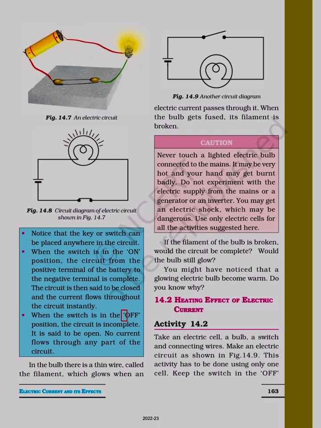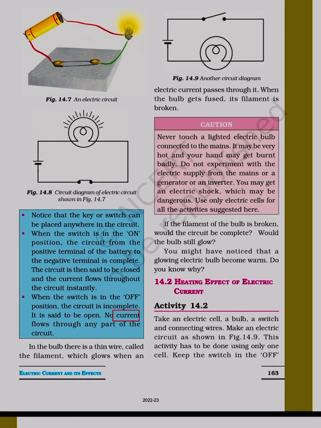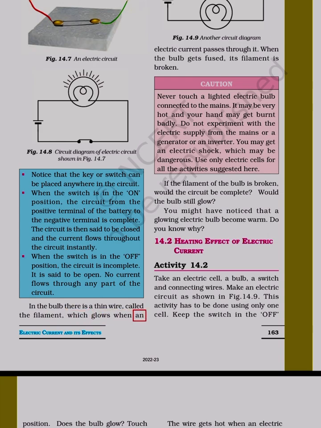When the switch is in the off position, the circuit is incomplete. It is said to be open. No current flows through any part of the circuit. In the bulb there is a thin wire, called the filament, which glows when on. If the filament of the bulb is broken, would the circuit be complete? Would the bulb still glow?